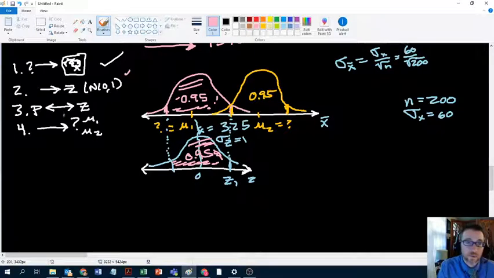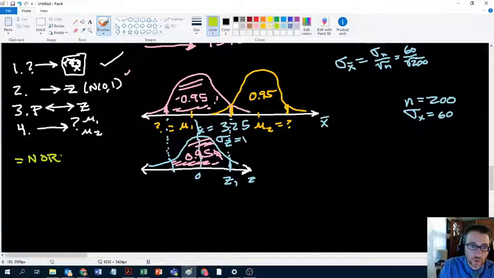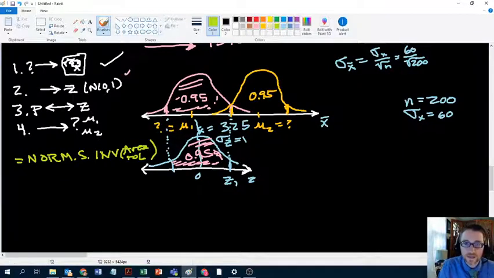Step 3 now is going to be to use p to get z. So how do we find this z here? Well, whenever we have an area and we want to use that to find z, we can use in Excel the norm.s.inv function. And then the thing that goes in here is the area to the left. So this 95% is to the left, but it's still missing this little tail. So we have to figure out what this combined area is.